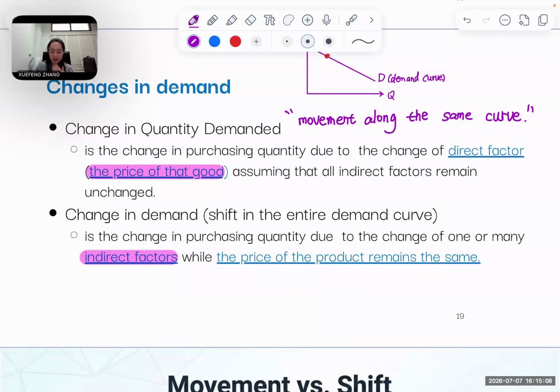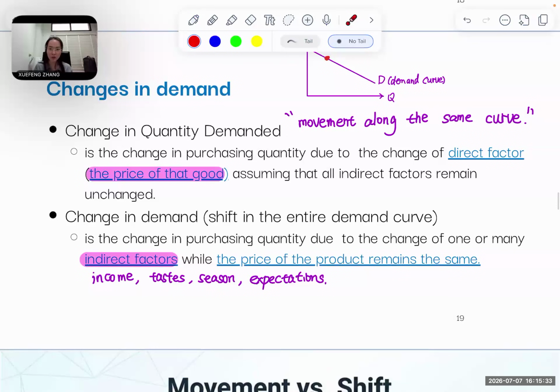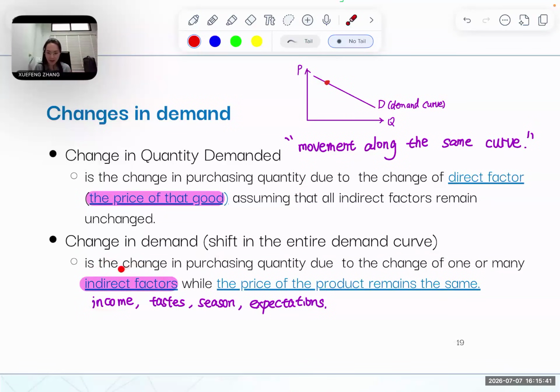Okay, let me write it here. Income, tastes, season, or expectations. So a quick way to remember it: if it's price, you move along the curve. If it's anything else, the whole curve moves, okay, shifting to the right or left.